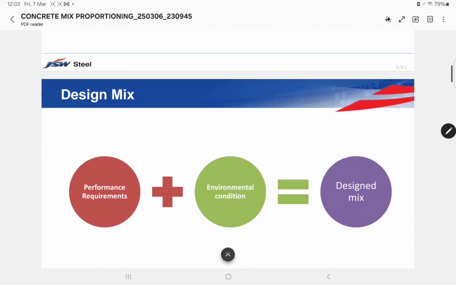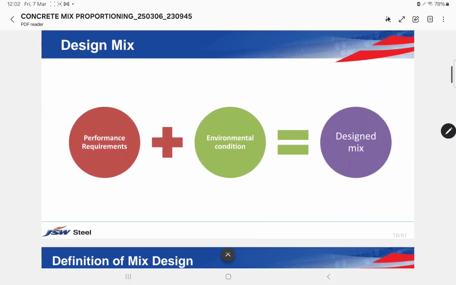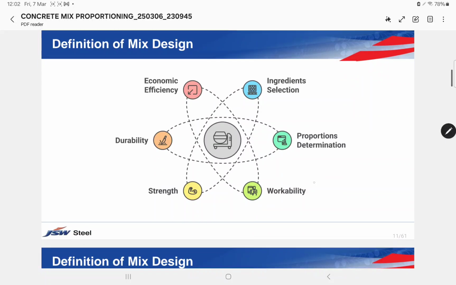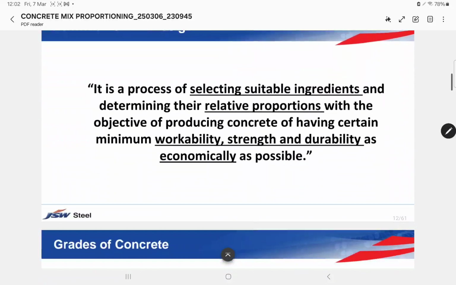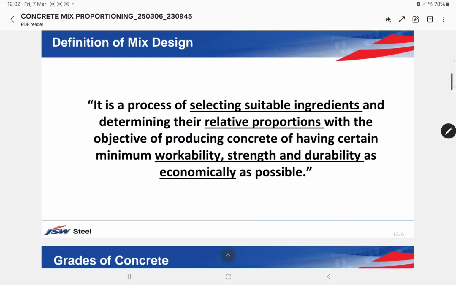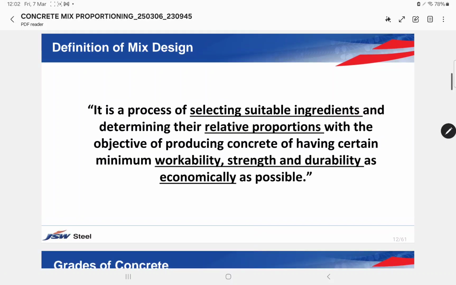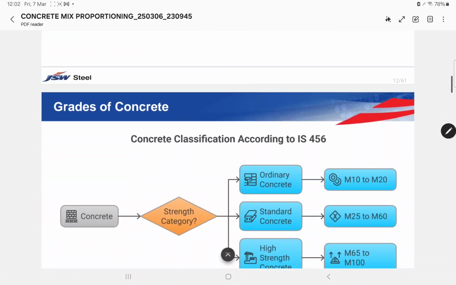Moving on, this is the same thing. Design mix: performance requirements and environmental conditions. So for the definition of mix design, you finalize your workability, you finalize your strength, then durability, then you consider economy, then you select suitable ingredients or materials, then you finalize the proportions. So this is the definition. It is a process of selecting suitable ingredients and determining their relative proportions with the objective of producing concrete having certain minimum workability, strength and durability as economically as possible. This is the definition of mix design.